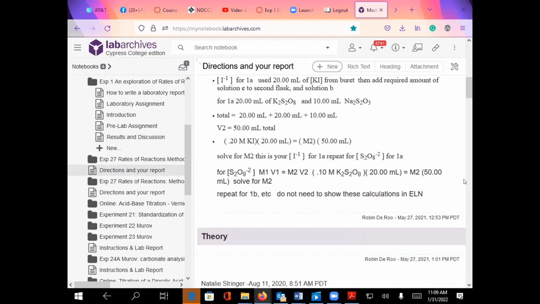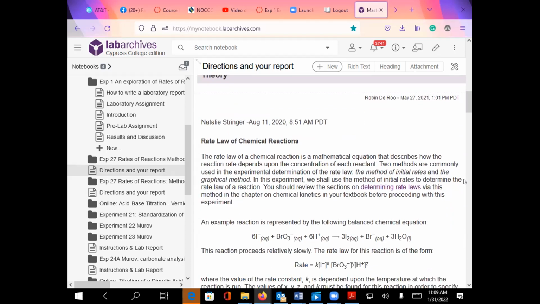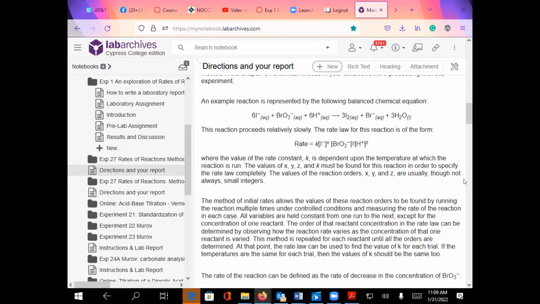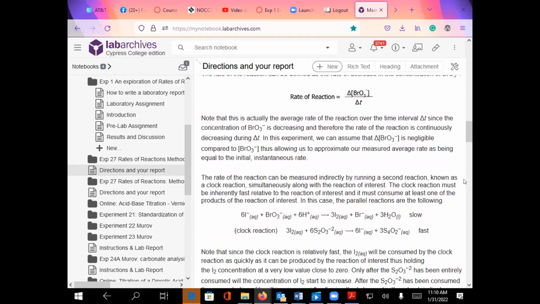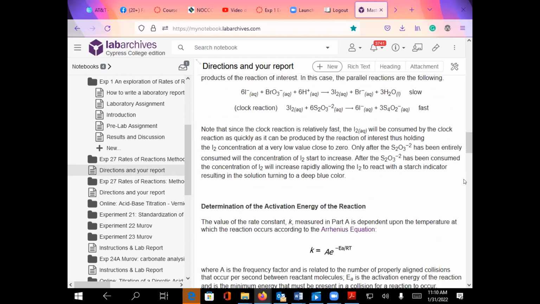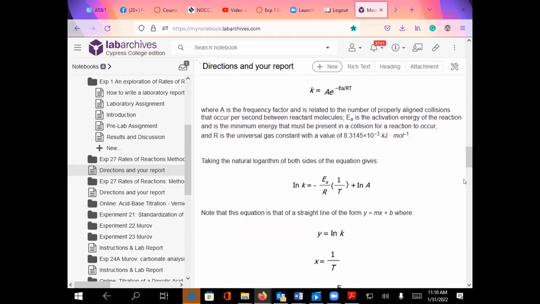This is to help you because this is a rate experiment. So I left this in here because it's really good. Look, Arrhenius. Yep, Arrhenius.